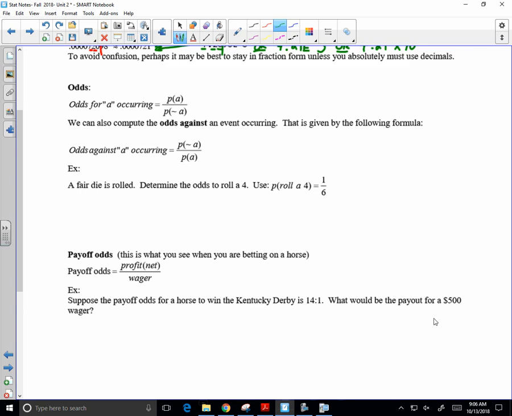All right. So now, in terms of actually figuring out the odds, when you talk about the odds, you generally talk about the odds against, because that's what generally determines your payout. But odds for would be probability of success over the probability of failure. This is success, and this is failure.